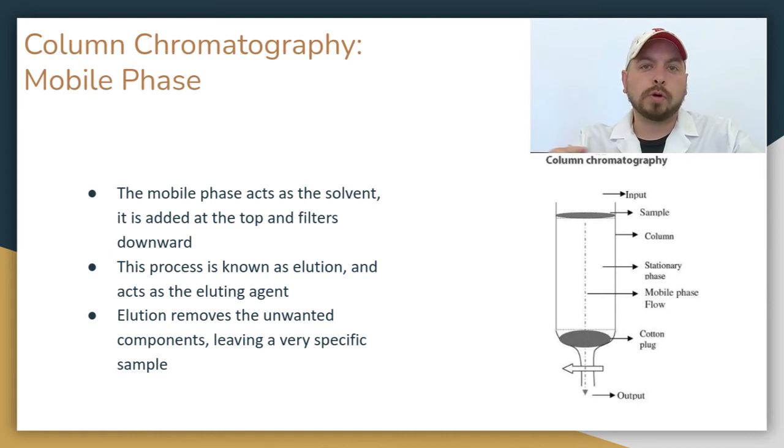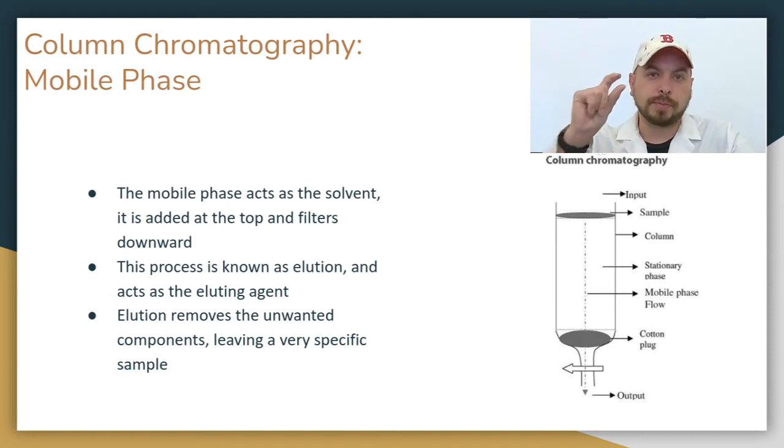As it goes to work, it's a process called elution, E-L-U-T-I-O-N, and it can act as the eluting agent, all right, which causes the elution process. Now, elution is removing the unwanted components, right? So we want to collect a very specific sample, so we remove the unnecessary components.